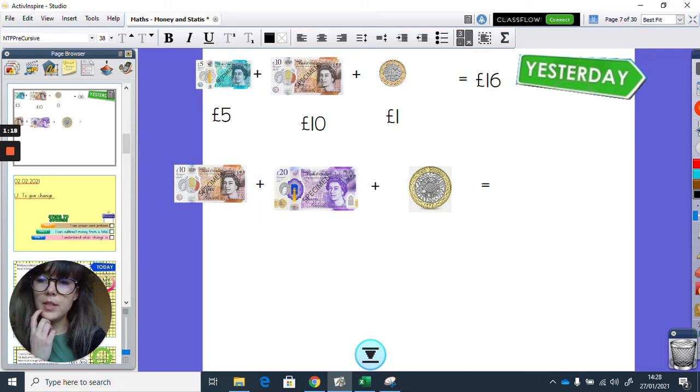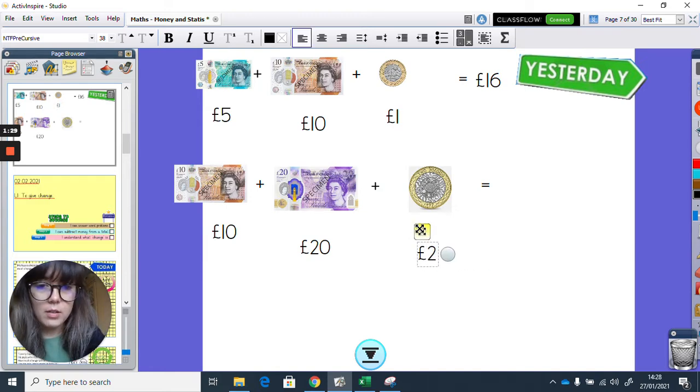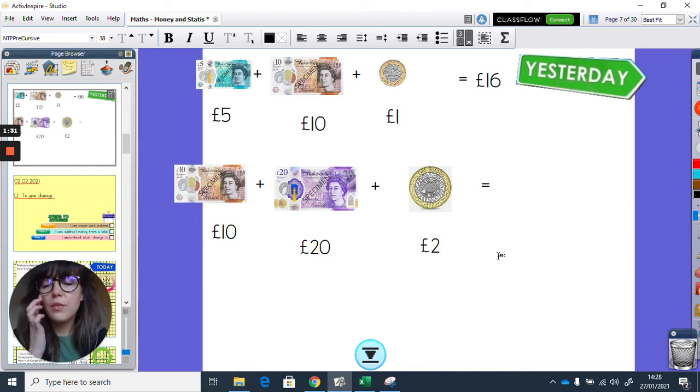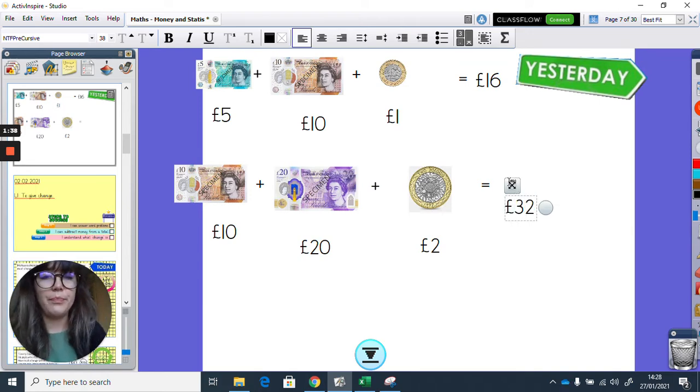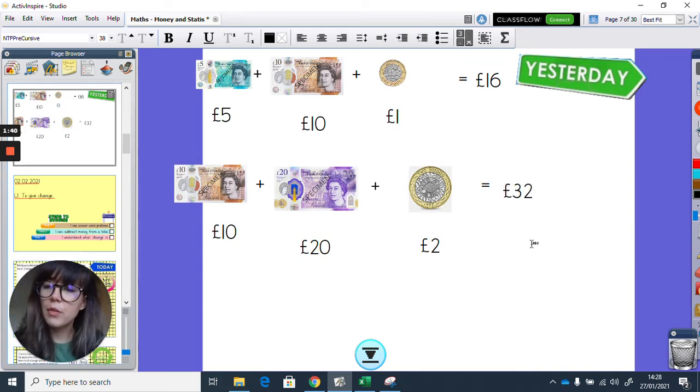The next one, we've got £10 here, add £20, add £2, that one is a £2 if you look closely. So you're going to start off with the £20, add the £10, that will be 30, add the £2, that will be £32. Well done if you got those both right.